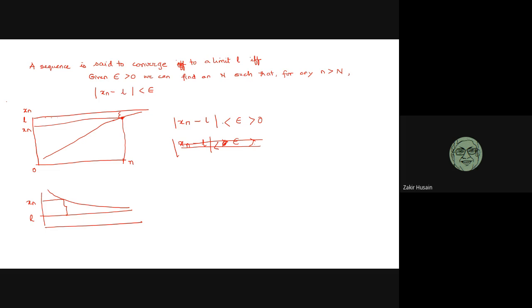So basically what I'm saying is that xn will never be equal to 0. There will always be some gap. And the gap is less than this small value, epsilon.